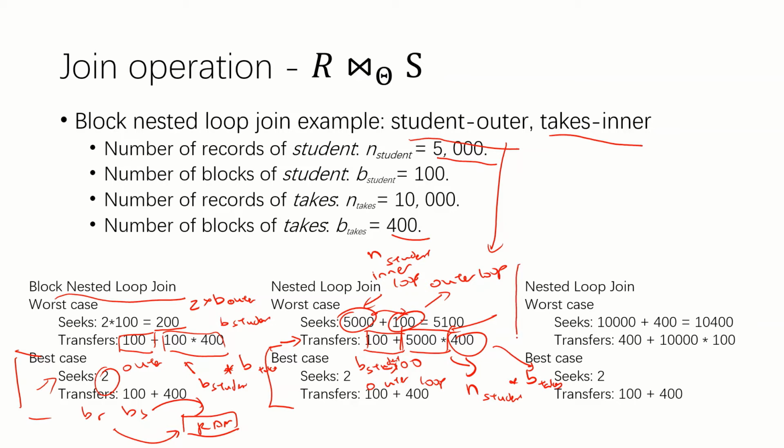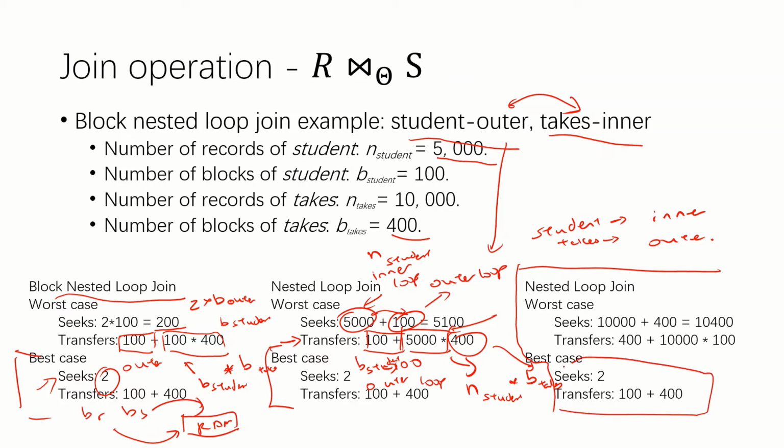So on my right side, this is the scenario whereby I switch between my inner and my outer loop. So right now my student is taking the inner loop, and my takes is now taking the outer loop. As you can tell, my best case scenario is still exactly the same. My transfers now are going to be very different.